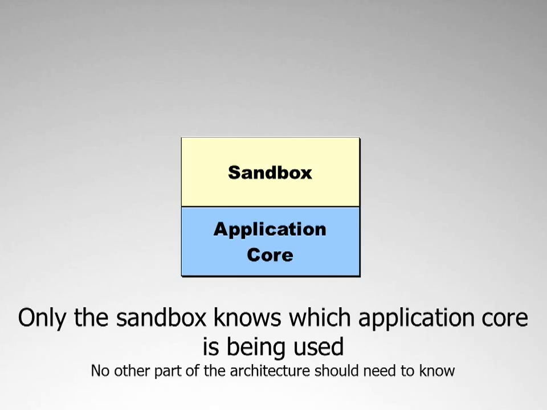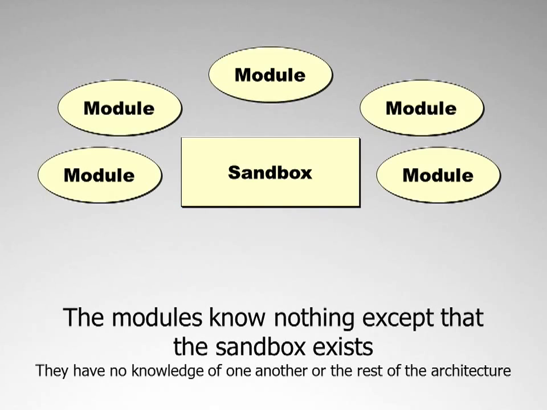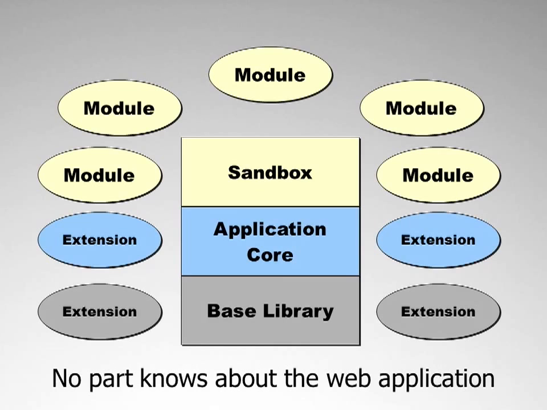The sandbox only knows about the application core because it has to call directly into it. And the sandbox doesn't have any functionality on its own. All it does is pass through to the application core. And then the modules don't know anything except that the sandbox exists. They don't know about each other, and they don't know about the rest of the architecture. Only that the sandbox exists and that they can use it.